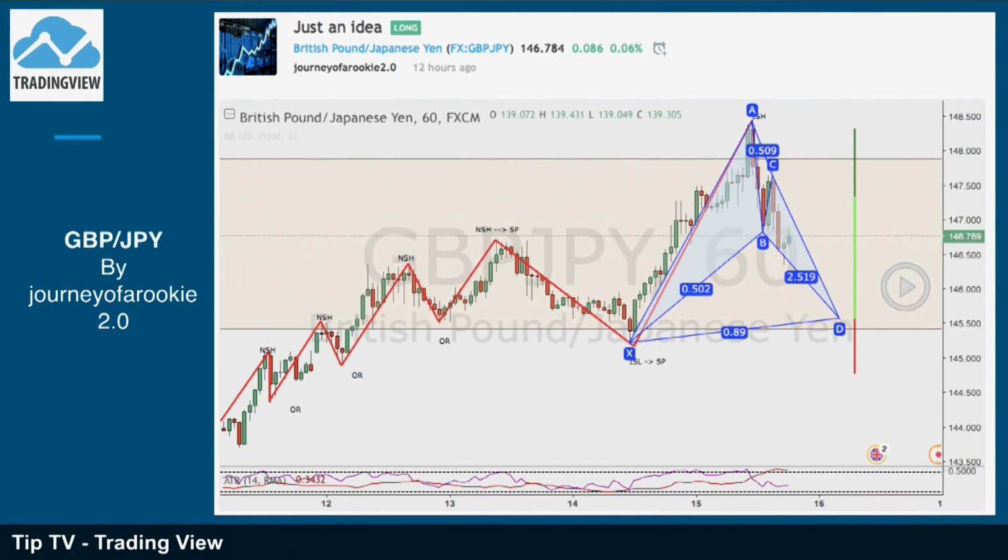And then I think finally, just an idea, but Journey of a Rookie 2.0, British pound versus the Japanese yen on the hourly chart, all very pretty. Does it make any sense?